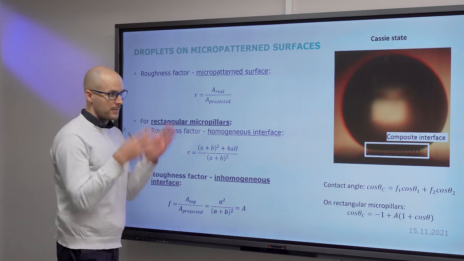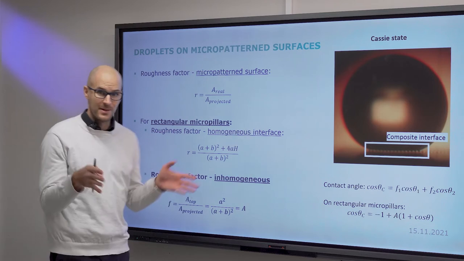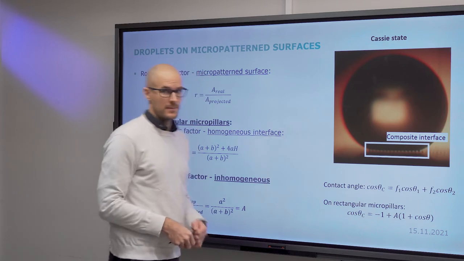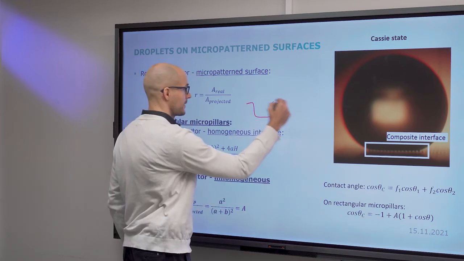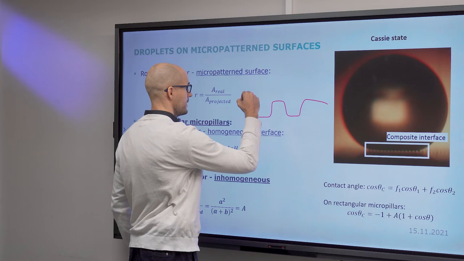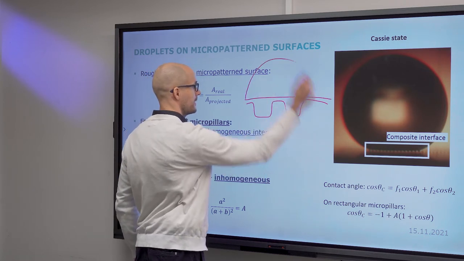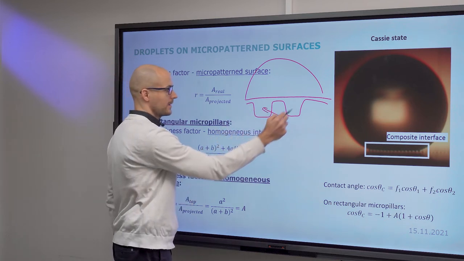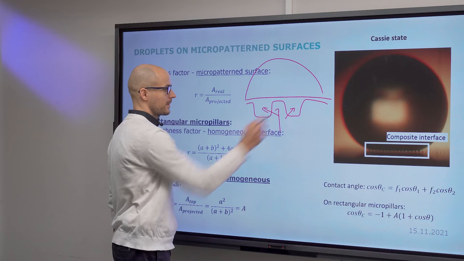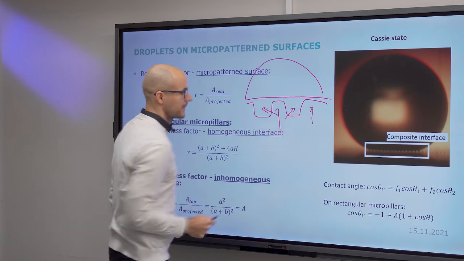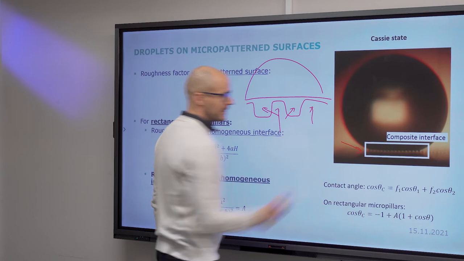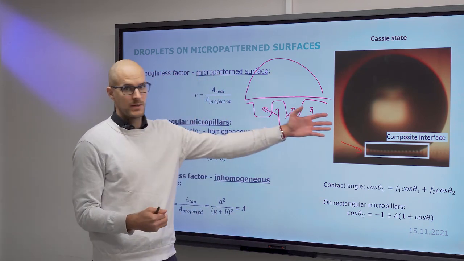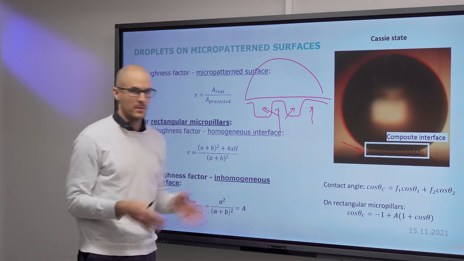Now, if you hit the right range and you get an inhomogeneous interface, which up close looks like this, the droplet sits on top of your micropillars and doesn't go inside. There's air in here, and this one is your solid micropillar. Then the interface will look like this, so the contact angle will be very high, and you will get a superhydrophobic surface, which is extremely water repellent.